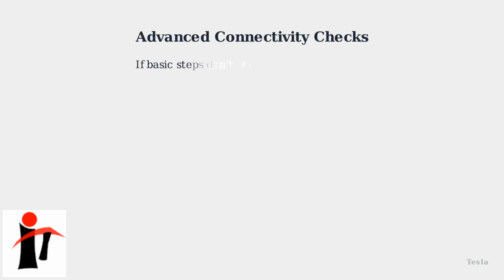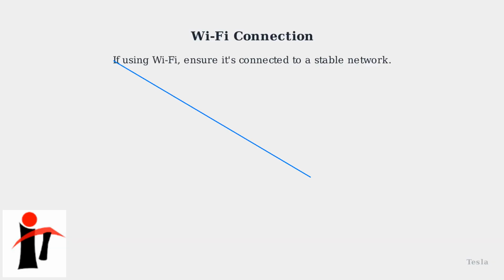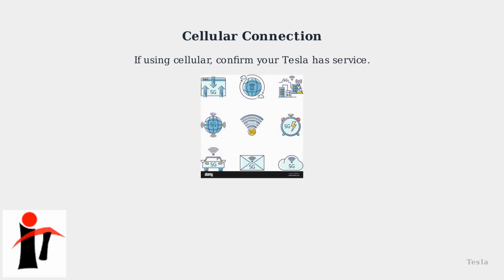If the basic troubleshooting steps don't resolve the connection issue, it's time to investigate further. Start by checking your car's connectivity options, including both cellular and Wi-Fi connections. For Wi-Fi connections, make sure your Tesla is linked to a reliable and stable network. Weak or intermittent Wi-Fi signals can prevent the app from maintaining a consistent connection. For cellular connectivity, verify that your Tesla vehicle has active service. Modern 5G networks provide the best performance, but ensure your plan includes data coverage in your area.